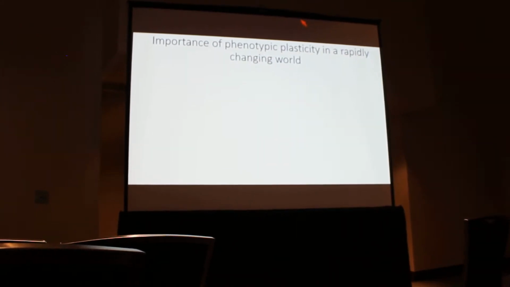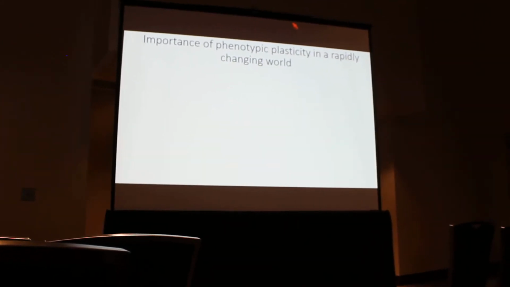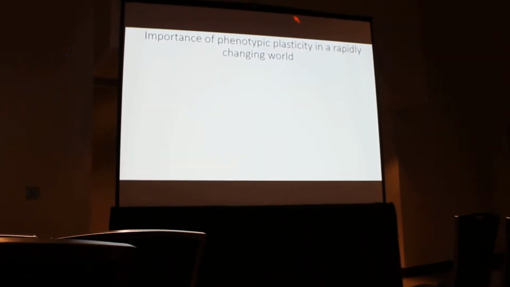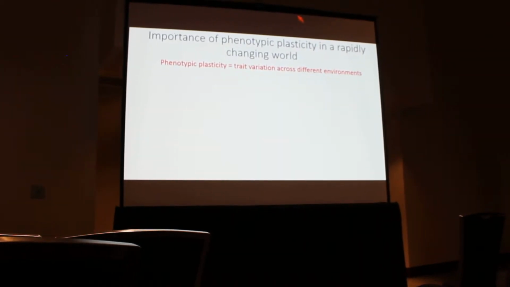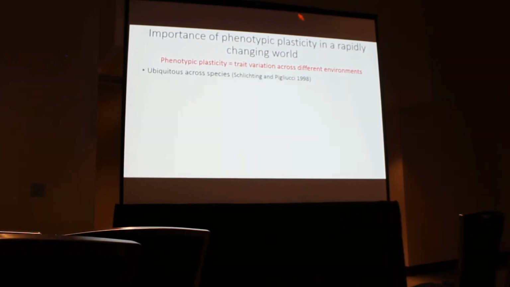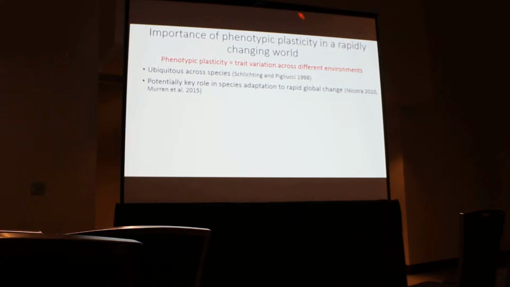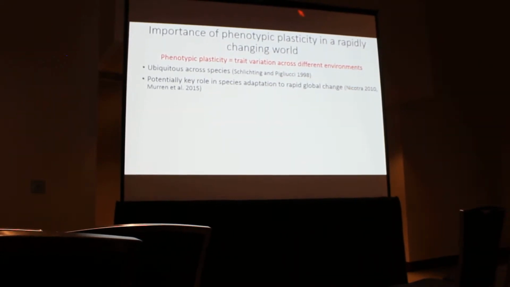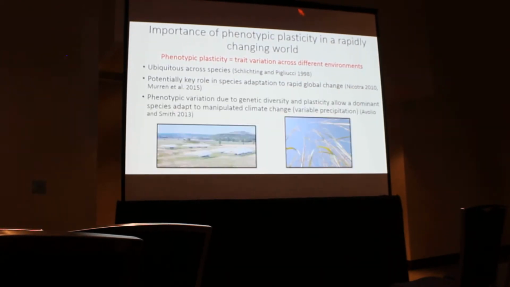And so that motivated a lot of our research to stop and think about phenotypic plasticity, which is another aspect of diversity. Phenotypic plasticity is trait variation across different environments. We know that it's very ubiquitous across species. A lot of people have hypothesized that it potentially plays a very large role in a species' ability to adapt, particularly to rapid global change.